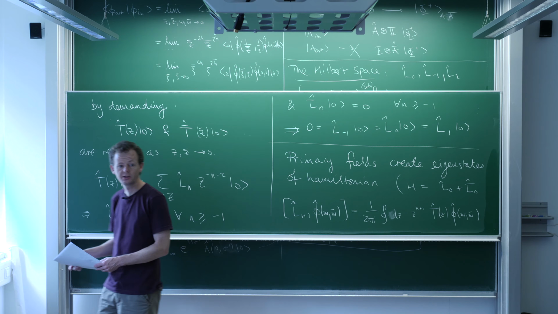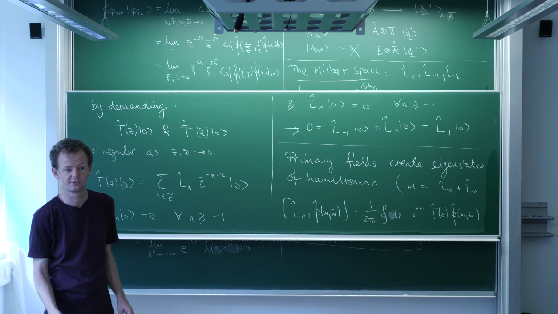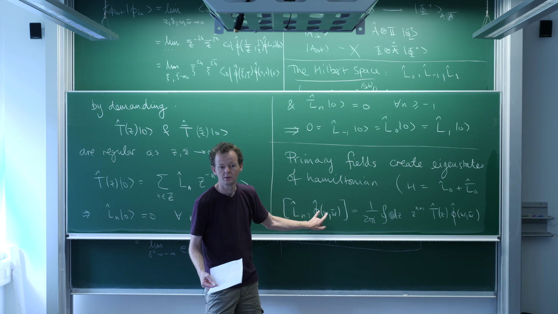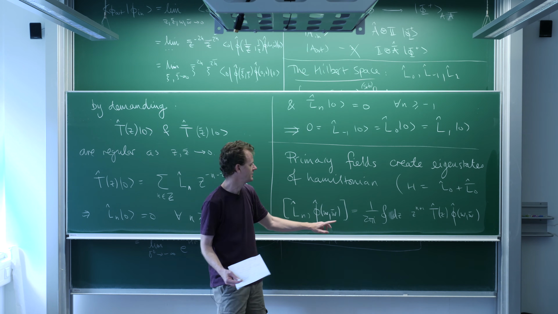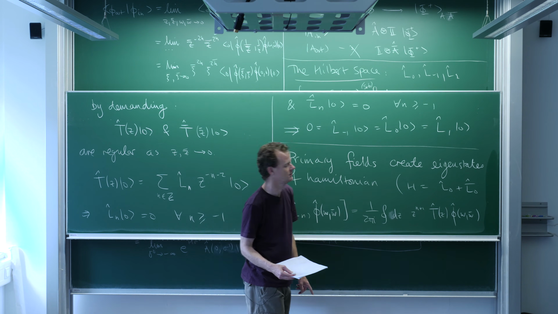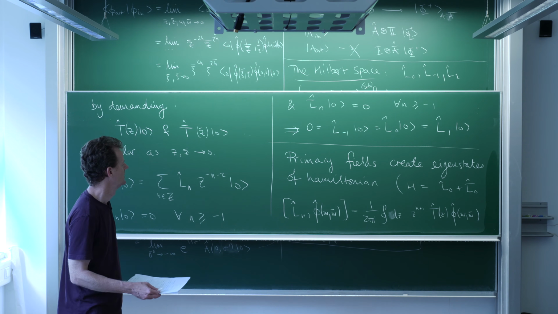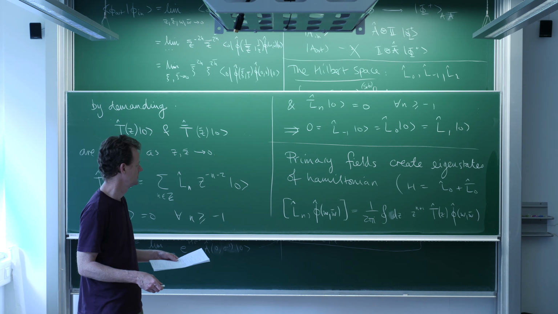And to use that nice trick about commutators and contour integrals. So if you remember from last lecture, the commutator of two operators can be expressed as a contour integral around some closed circle, which includes and excludes the point W.